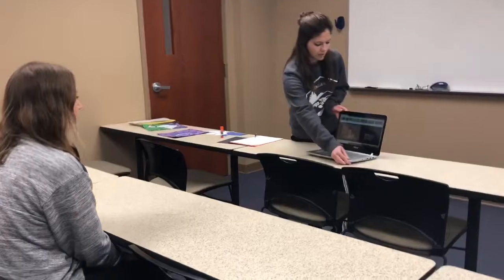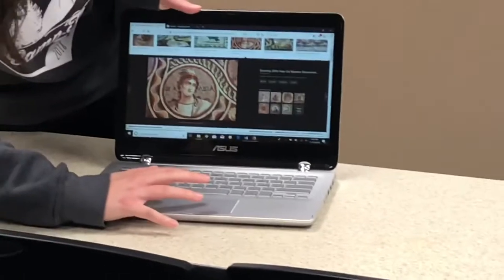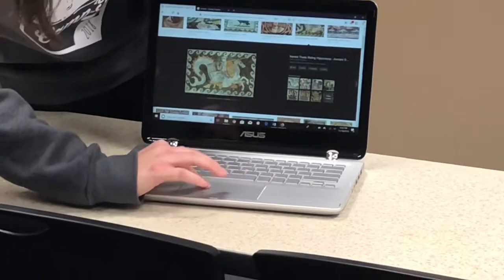Here are some pictures of the art that they would use in ancient Greece. See, these are mosaics. There's many different ones.